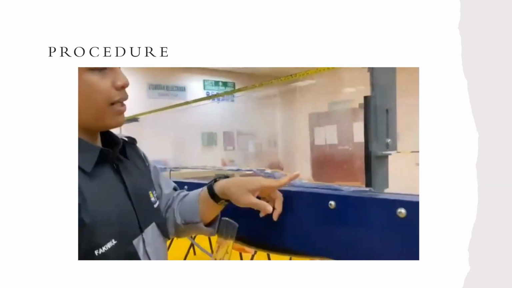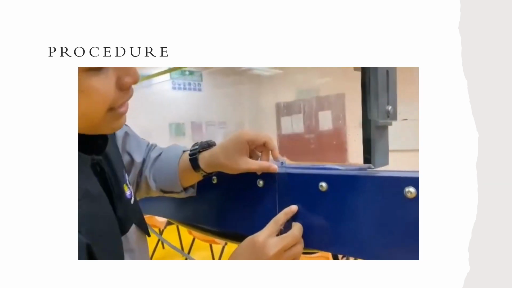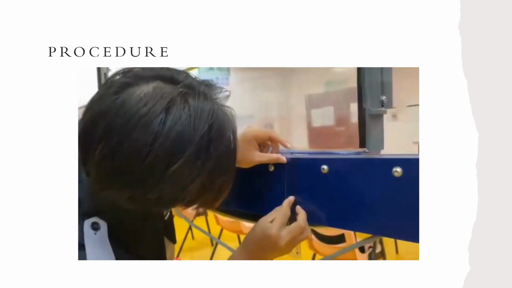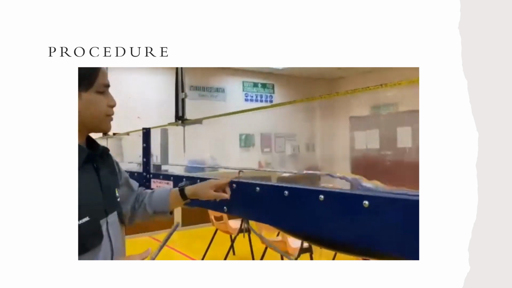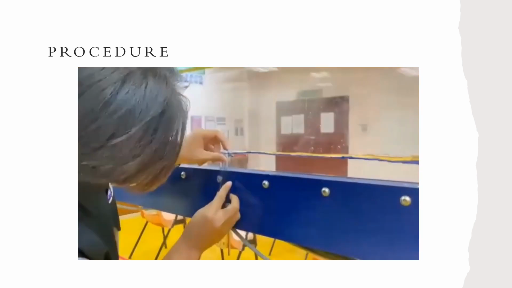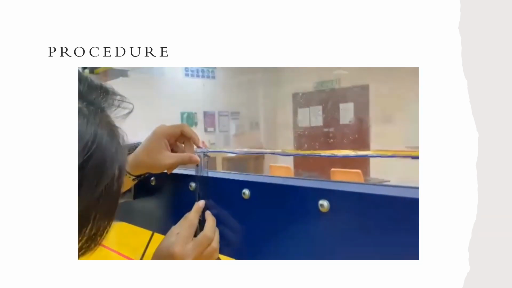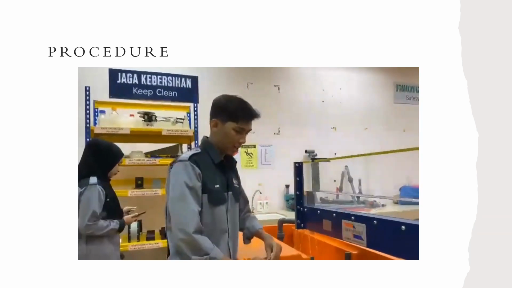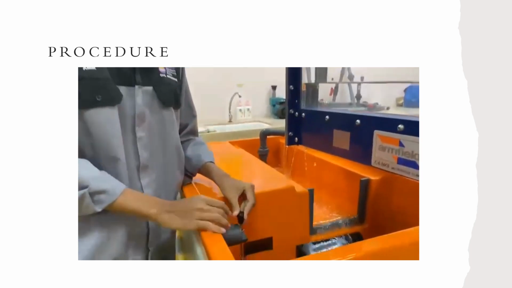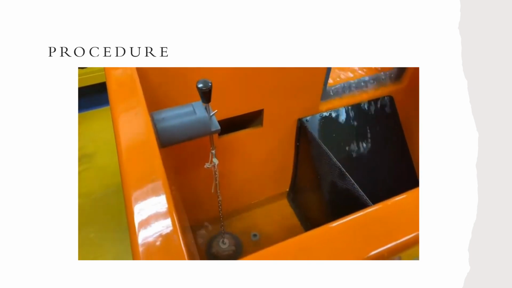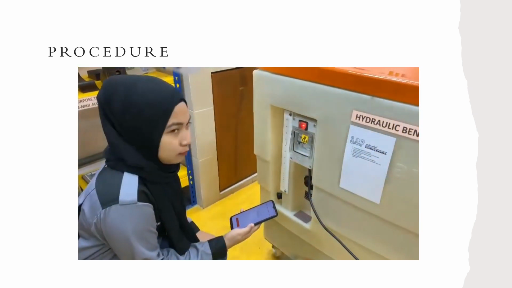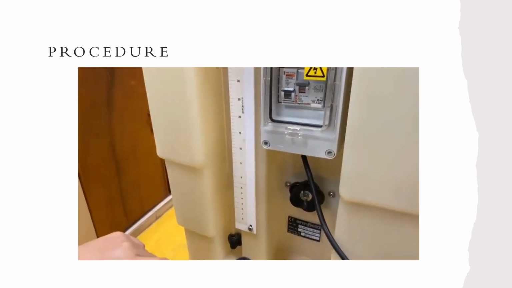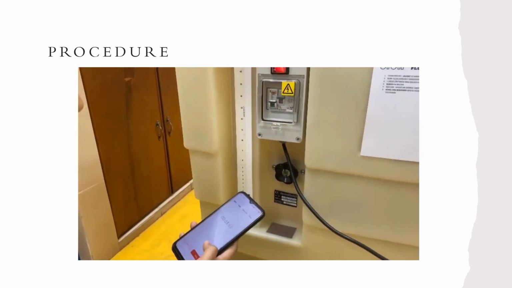Then, we measure the Y1, which is the height of water before the jump. And lastly, we measure the Y2, which is the height of water after the jump. Okay, then close the stopper, measure the flow rate. When the water reaches 0, we start to calculate the time until it reaches 10.